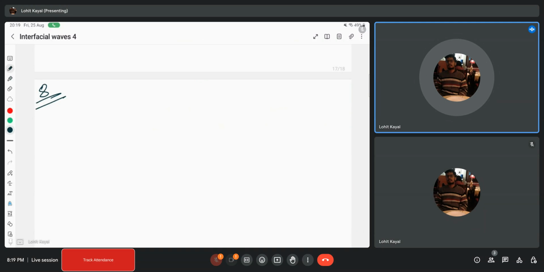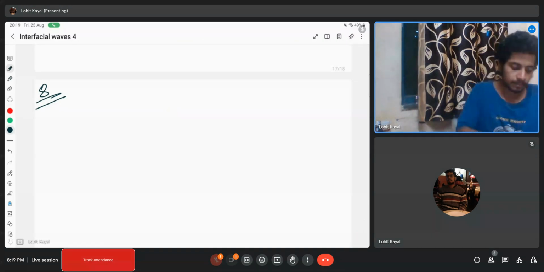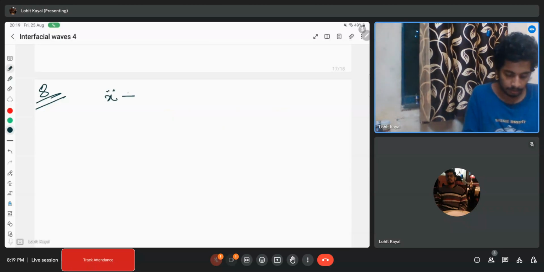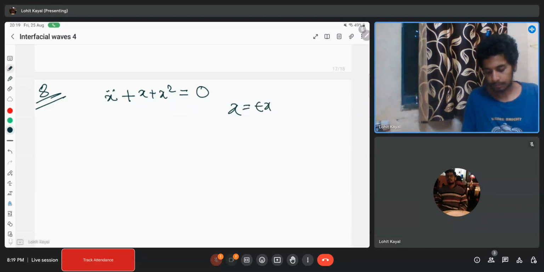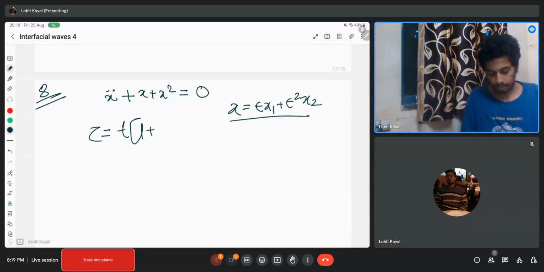Okay, so let us solve the last problem of today's class. Again the same problem: x double dot plus x square equal to 0. Now if you take the expansion like epsilon x1 plus epsilon square x2, and if you expand the time like this, t into 1 plus epsilon omega 1, then what is the value of omega 1?